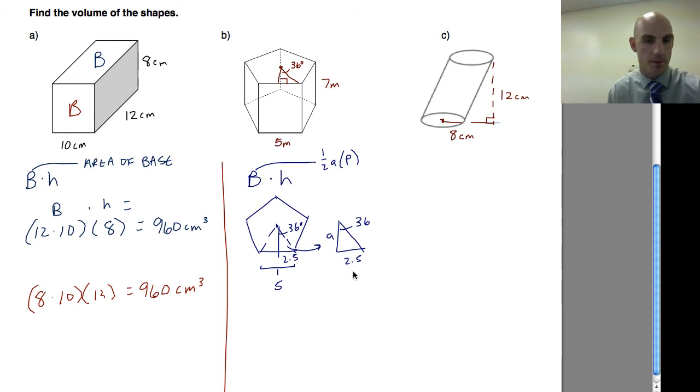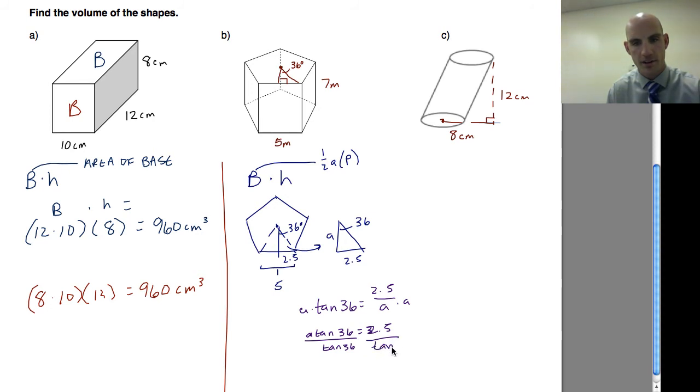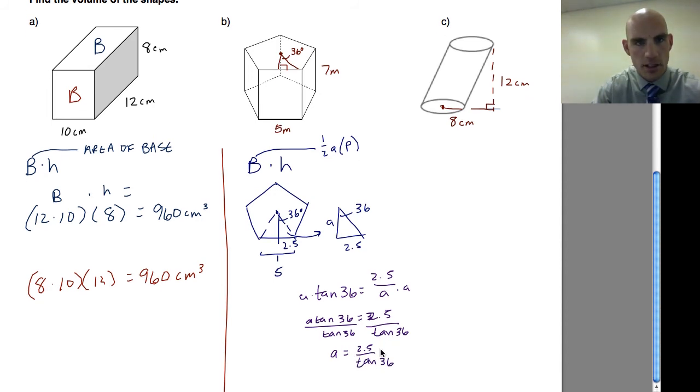My apothem is going to involve these trig ratios once again. Tangent 36 is equal to opposite over adjacent, or 2.5 over the apothem A. Multiply both sides by A: A tangent 36 is equal to 2.5. Divide both sides by tangent 36: A is equal to 2.5 divided by tangent 36. Now, let me move this up just a little bit. That's my apothem.